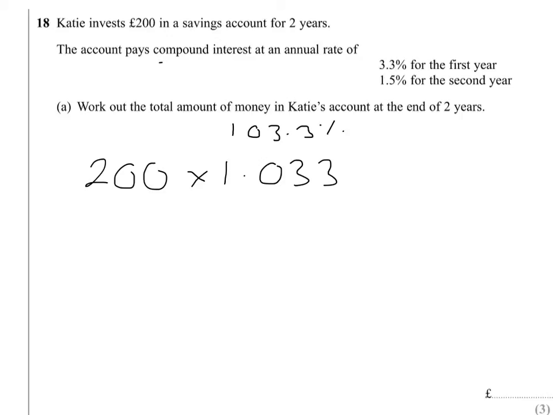Now, as it's compound interest, when we do this calculation, that will be what it's worth at the end of 1 year. And if we simply multiply it by the correct percentage for 1.5% in the second year, then that multiplication will give us the answer we require. So for the second year it's 1.015. And if I multiply 200 by 1.033 times 1.015, I will get the amount of money Katie will have at the end of 2 years.